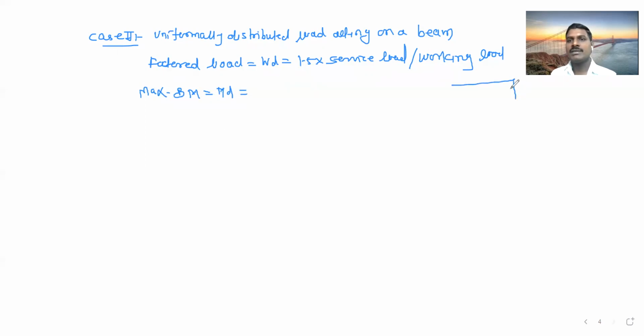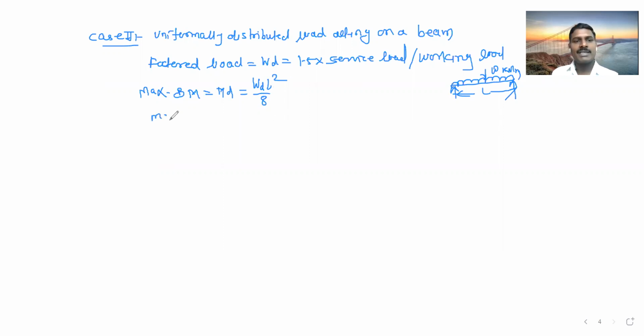Which type of beam is there? Simply supported beam carries a UDL with a W intensity, kilonewton per meter. Span is L. What is the standard bending moment for simply supported beam carries a UDL? WL square by 8. Correct? Yes, sir. WL square by 8. So WDL square by 8.